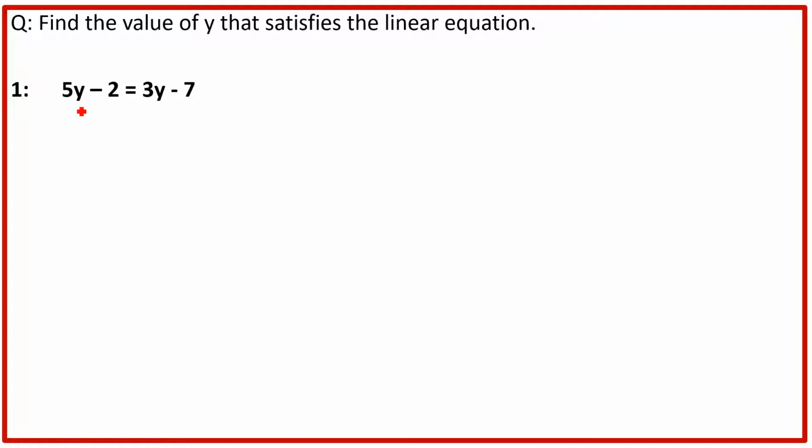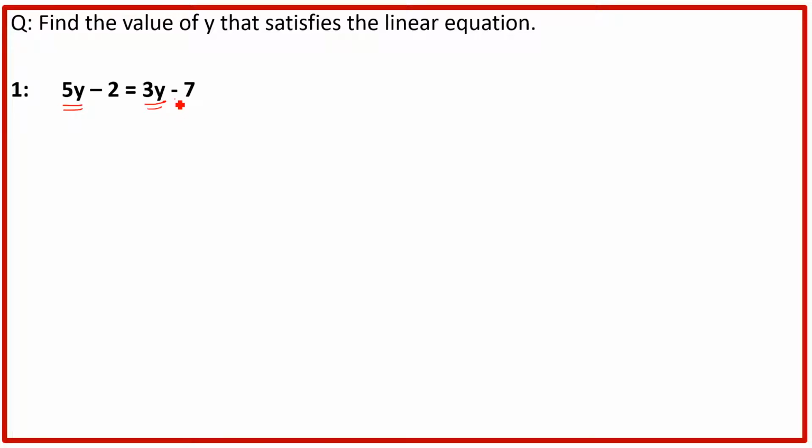As I have told you, you can have any letter: a, b, c, x, y, z, u, v. You have to solve the question in the same pattern, right? So here in our question we have y. So we will start by transposing. As I have told you before, this is 5y on the left hand side and we have 3y on the right hand side.